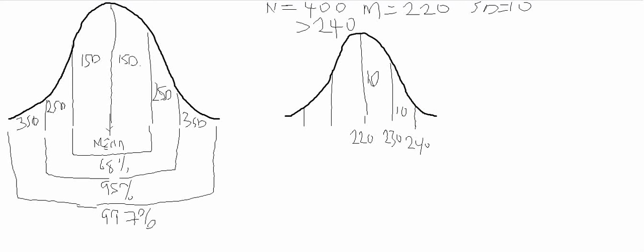Now they're asking us how many people will have an LDL greater than 240. We already know that this here is 240. They're asking us how many people will fall within this region. That's all they're asking us. So right here we know that 68% of people fall 1 standard deviation around the mean, 95% for 2 standard deviations, and 99.7% for 3 standard deviations around the mean.